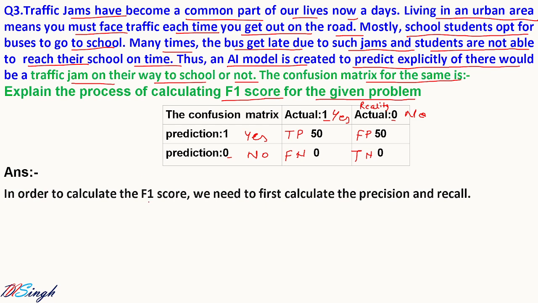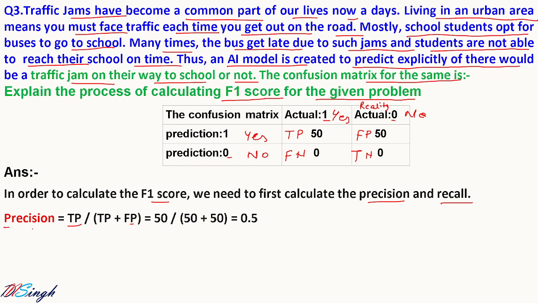So in order to calculate the F1 score, we need to calculate precision and recall. We are going to calculate precision first, and the formula for precision is TP by TP plus FP. Remember that for precision it is P and P, so in the denominator you will write FP and substitute the values. TP is 50 plus FP is also 50, and in the numerator you will have 50. So what is the value of precision? 0.5. If you want it in percentage, that will be 50%.